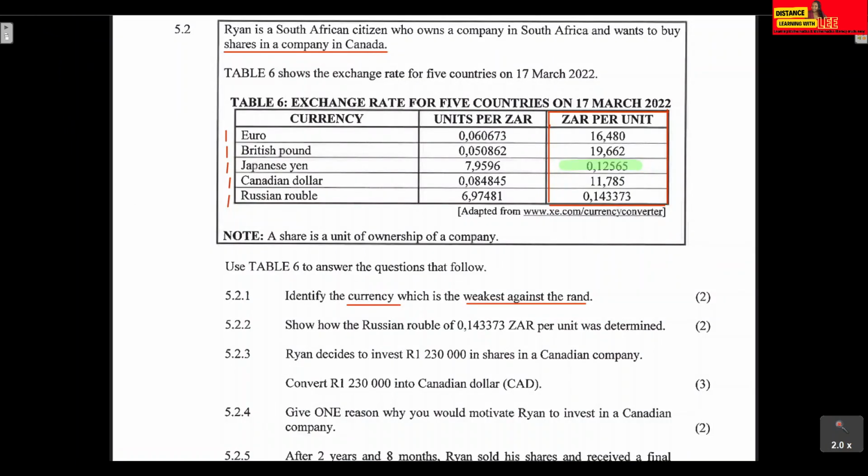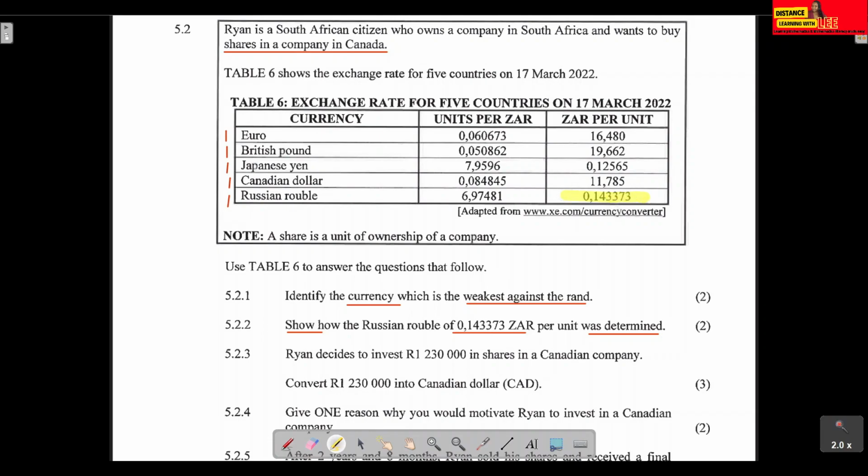Question 5.2.2: show how the Russian ruble of 0.143373 ZAR per unit was determined. So we want to show how the value of 0.143373 was determined. Here, we're going to focus our attention on the last column, the last row.